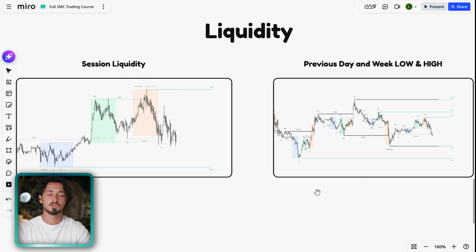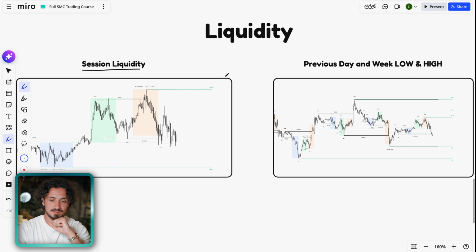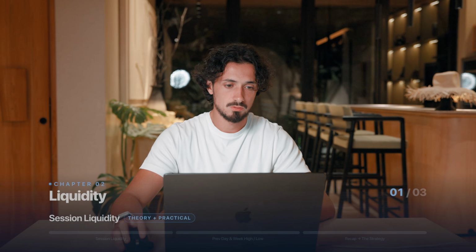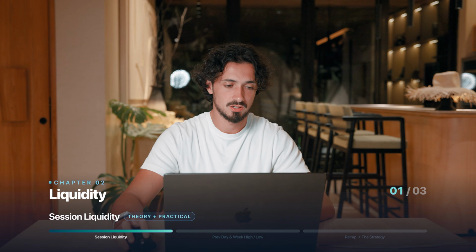The two core important and really kind of high level levels of liquidity come in two parts. The first one is session liquidity, and the second one is previous day's high and low and previous week's high and low. So we'll start here with session liquidity, because this is probably my most common, especially for intraday setups.